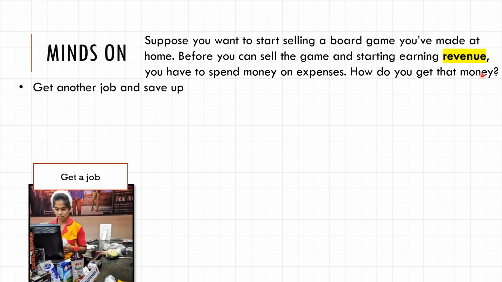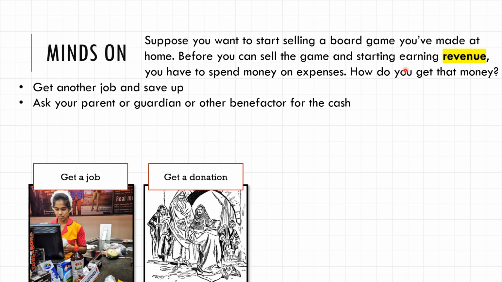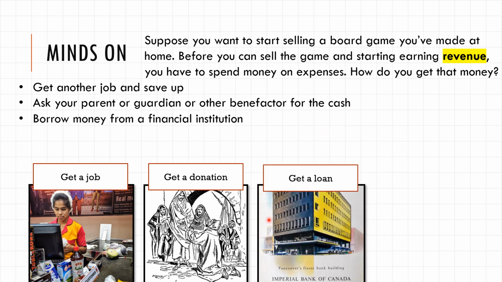First, you could get another job. Any job that doesn't involve you actually putting your own money up front, you can get that job and save up your paychecks until you have made enough to fund your own adventure here. You could get your parents or guardians to give you some money. You could beg somebody who loves you very much for that kind of cash. You could go to a financial institution and borrow that money, and they might charge you a fee for borrowing money.